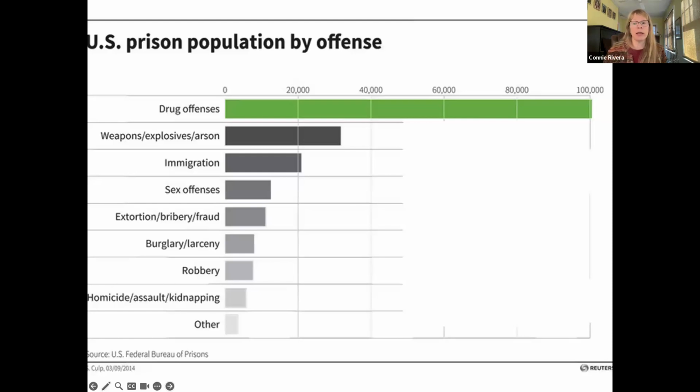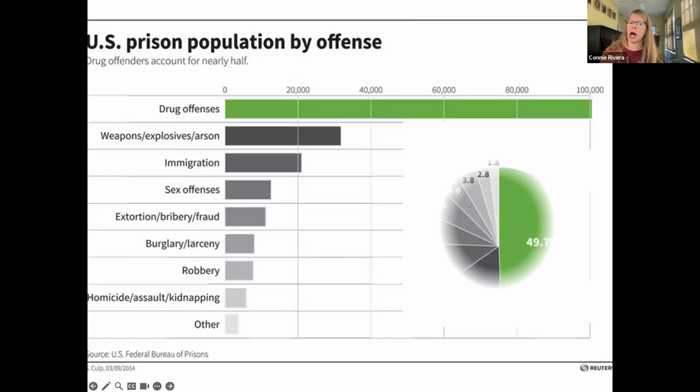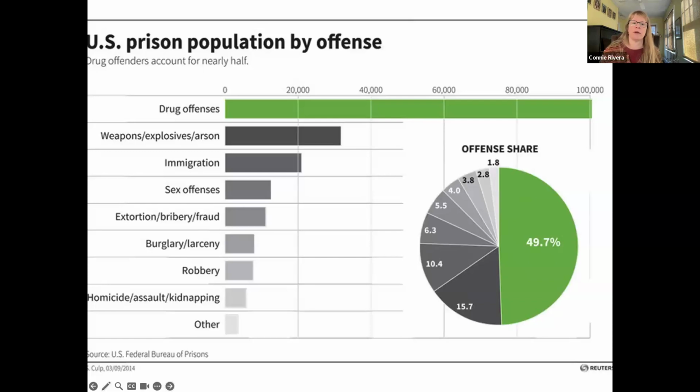So once students created that circle graph, then I can reveal the original title of the graph. And it has a subtitle right here. Ta-da! Drug offenders account for nearly half. And I can reveal, ta-da, the circle graph that was on the original graph. And now all the labels for their bars are here. And I can ask students to reflect on how it compared to their ranking and what that makes them think.